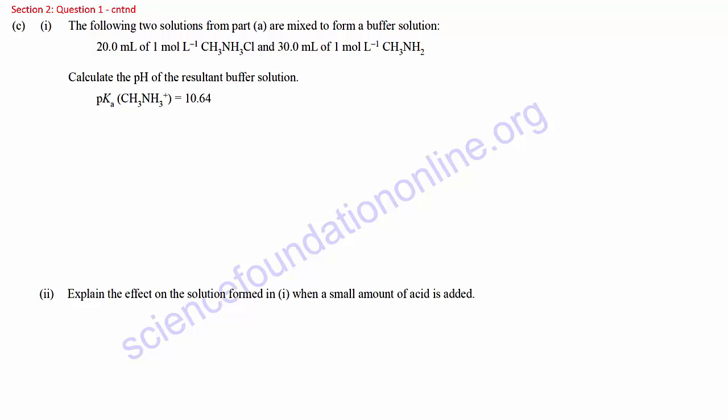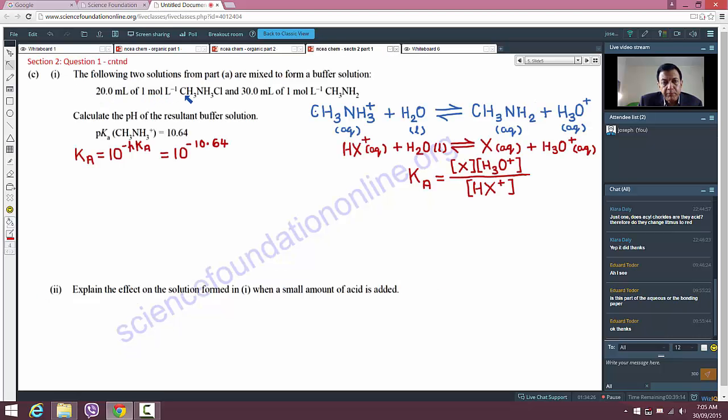The following two solutions from part A are mixed to form a buffer solution. Okay, 20 mils of 1 mole per liter CH3NH3+. Look at this. That's like the ammonium ion, right? The weak acid species. And 30 mils of 1 mole per liter CH3NH2, which is like the ammonia molecule.